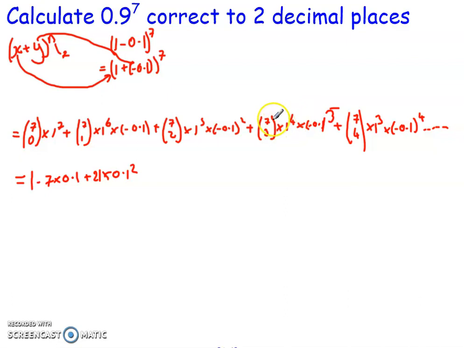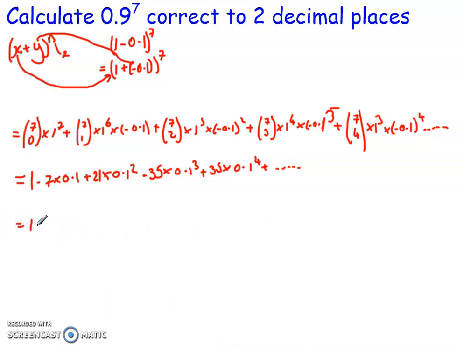My next term, 7, 3 is going to be 35, and it's negative 0.1 cubed. So that's then the equivalent of take away 35 times the 0.1 cubed. Negative 0.1 to the 4, so even power, the negative disappears. So I then get plus 35 times 0.1 to the power of 4. And like I say, everything beyond that doesn't contribute to the overall rounding and the overall answer, so I don't need to worry about calculating it. Do every single term here, add it all together, see how you get on.